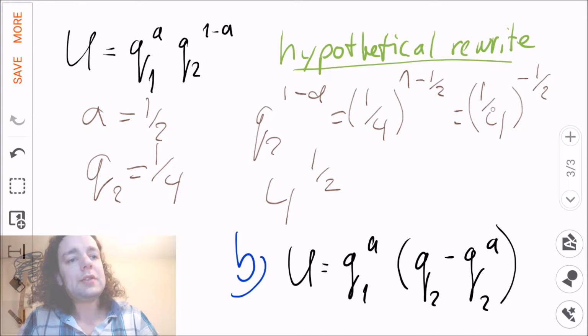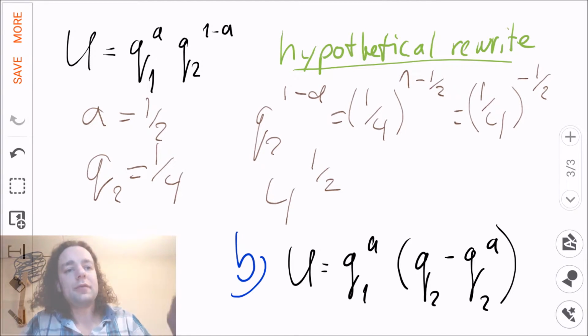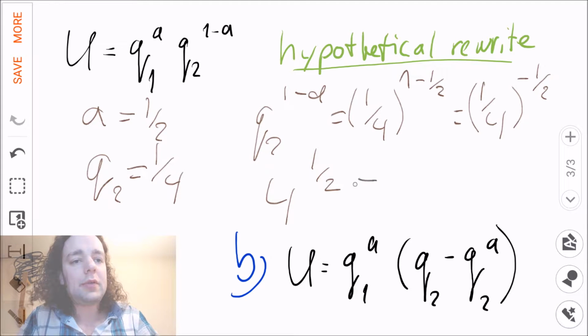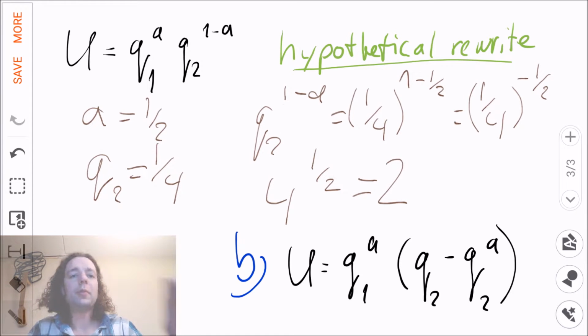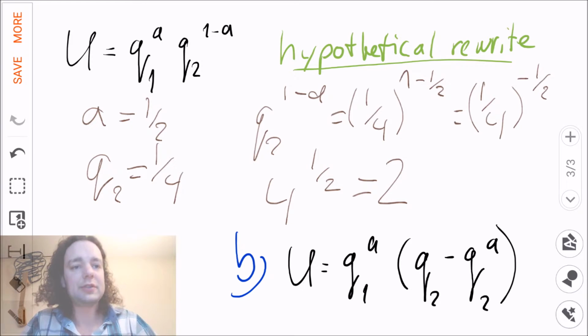Okay, so 1 divided by 4 to the power 1/2 is equal to 4 to the power minus a half. Okay, 4 to the power 1/2 is actually 2. So we know that q2 to the power 1 minus alpha, in this case with these numbers, is actually 2.